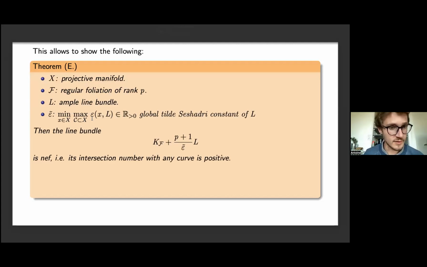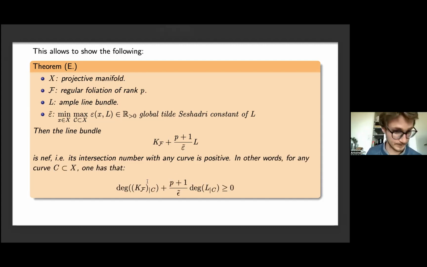Then the conclusion is that the line bundle K_F plus (p+1)/epsilon tilde(L) times L is nef. So nef means by definition that its intersection number with any curve is nonnegative. Said otherwise, if you take your canonical bundle restricted to the curve, it's a line bundle on a curve, so you can take the degree. The same for L, and so you ask that this condition holds. So this is what it means to be nef: this condition holds for any irreducible curve.